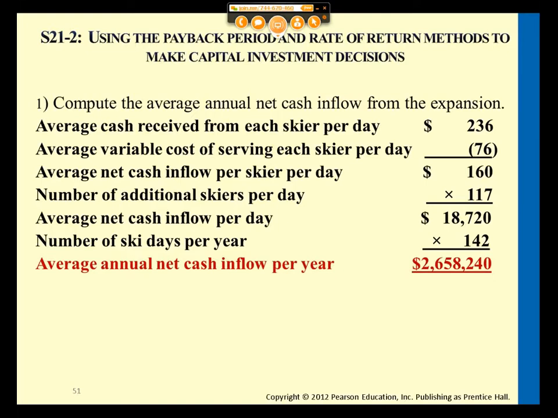Customer per day. That's the confusion. Make sure that it's the same time frame. So now what I do is how many skiers this expansion permits. 150, 60 by 100, and I'll get my average net cash inflow per day. But this is per day. I need to calculate per year. So I'll multiply by the additional days that I have per year, 142. So my average annual net cash inflow per year is 168.